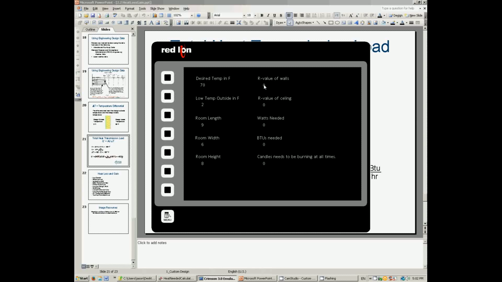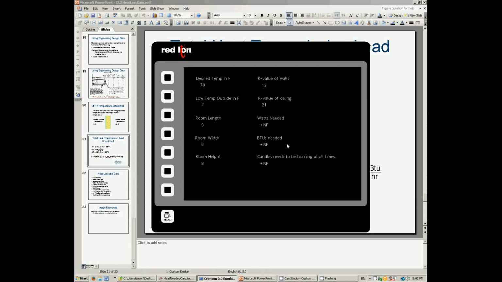And we'll say the R value of the walls is R11 for the insulation plus the wood itself, so we'll say 13. And for the ceiling, we'll say R value is 19 plus the wood, and we'll call it 21.